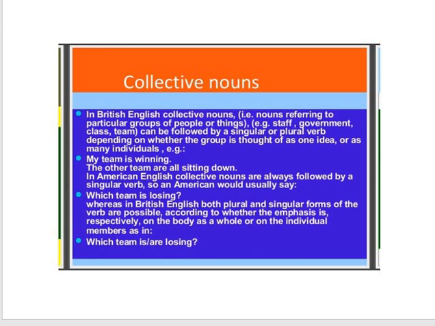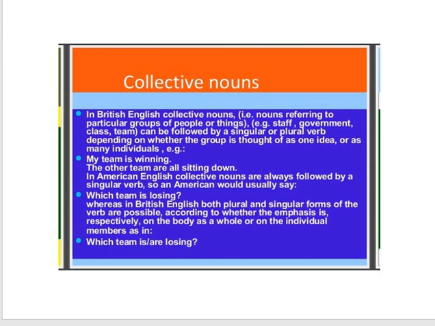Collective nouns. In British English, collective nouns, for example, nouns referring to a particular group of people or things, e.g. staff, government, class, team, can be followed by a singular or plural verb depending on whether the group is thought of as one idea or as many individuals. The team is winning. The other team are all sitting down.